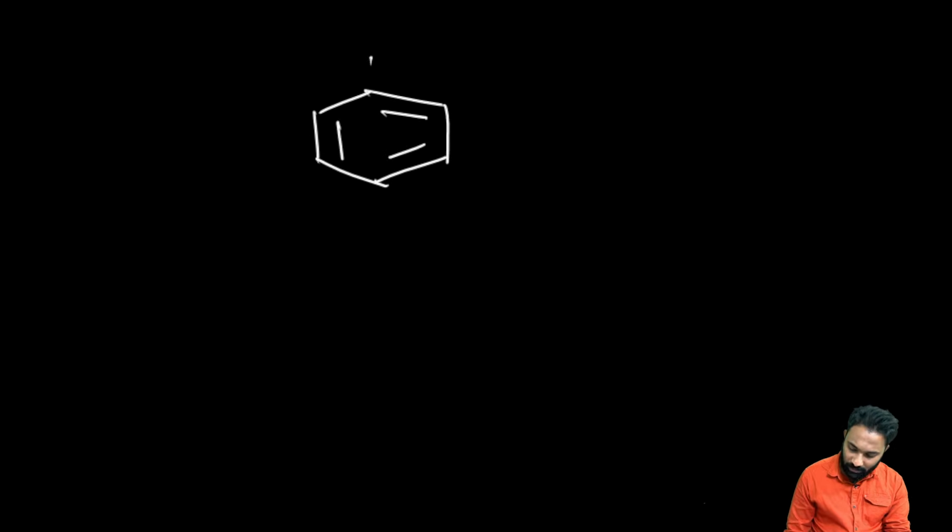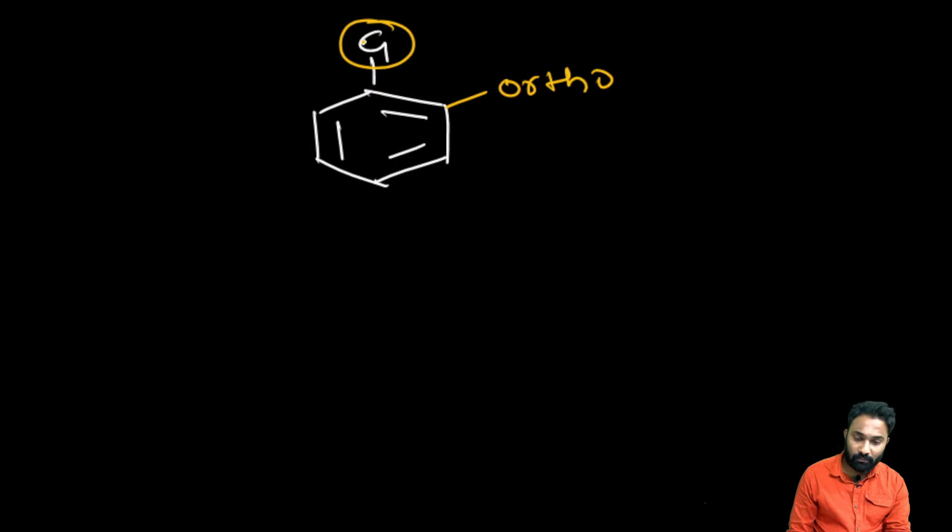Then if that lone pair containing species is attached to benzene, what will it do? This is a benzene. For this benzene, if one group is attached, with respect to this group, this is the ortho position. With respect to this group on the benzene, these adjacent carbons are ortho. These adjacent carbons are which one? Ortho.